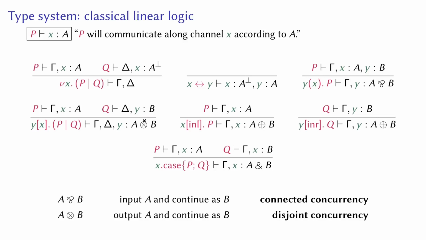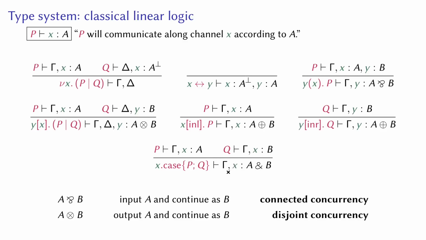Following are the three additive fragment rules. If I have a process P that behaves as A, I can make a process that selects A out of A and B and then behaves as A, which is P. Similarly for B. And if I have two processes, each behaving as A and B, then I can make a process that accepts the choice of A or B and then behaves as such.